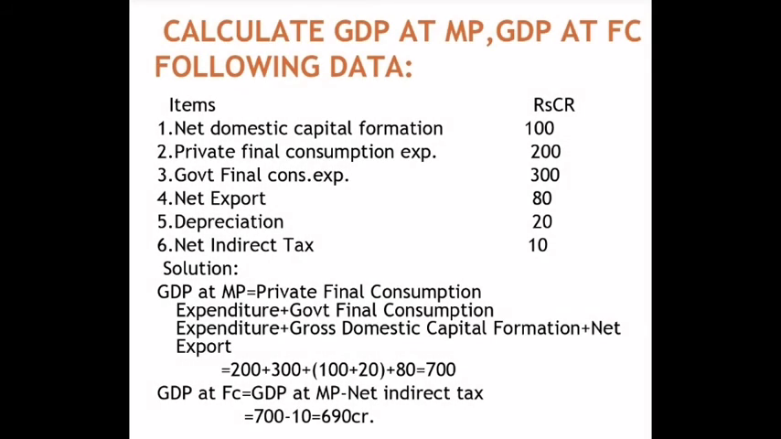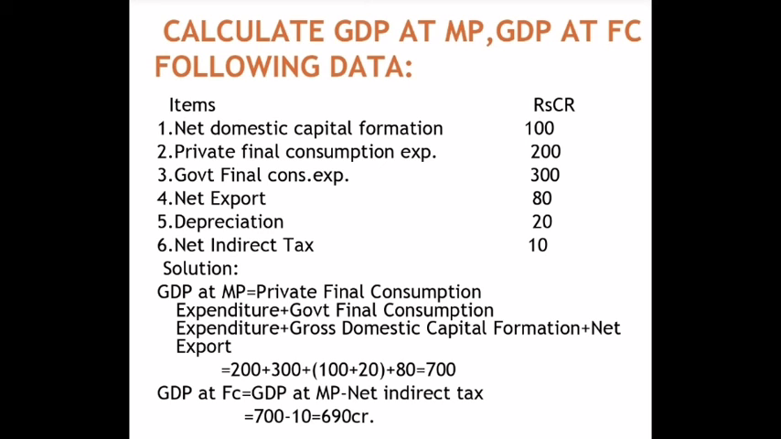Children, see this table. In this example, various data are given. What's the equation for calculating GDP through the expenditure method? That is C plus I plus G plus the difference between export and import, that is X minus M. Here C is 200. C means the consumption expenditure. And I is 120. What does I stand for? Gross private domestic investment. We added 100 plus 20, that is 120.